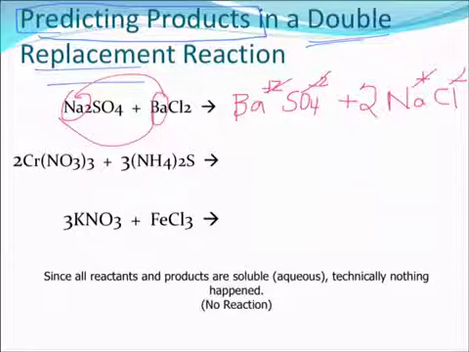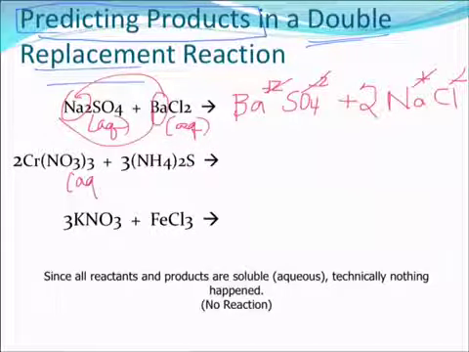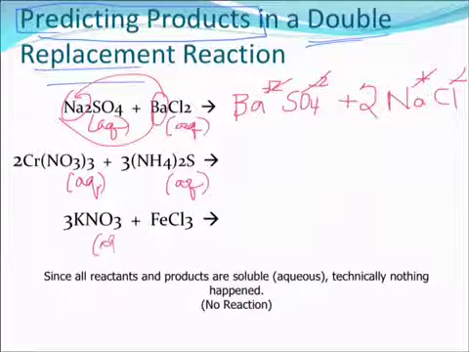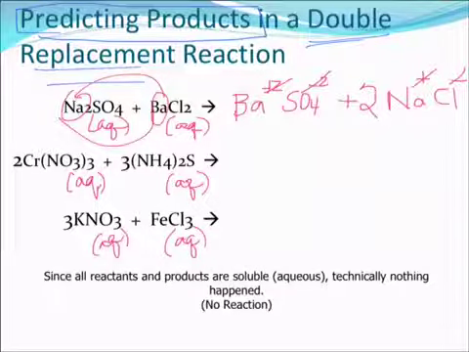But we're not done. Now we also want to predict whether these products are soluble or insoluble. Little trick: anytime you have a double replacement, both of the reactants are aqueous. So I already know without looking them up that everybody on the left side of the arrow has an aqueous designation. Now what we have to find out is the right side. So we have to look up our sulfates and figure out if they are soluble or insoluble.